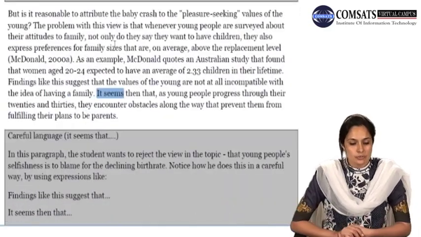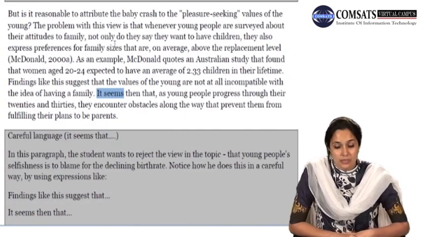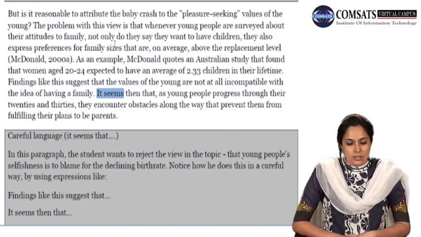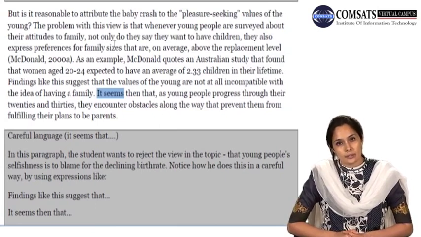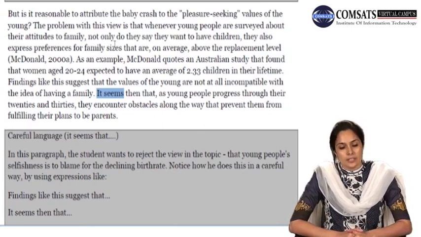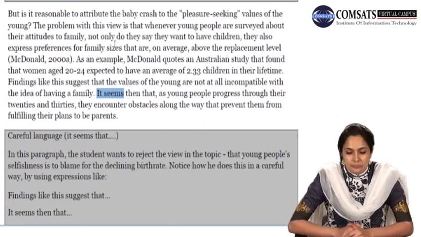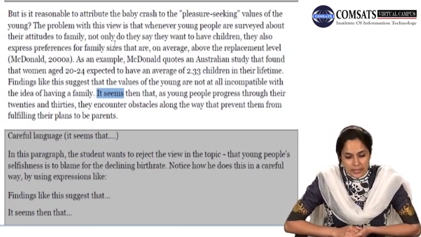नेक्स्ट पैराग्राफ, बट इज इट रीजनेबल टू एट्रीब्यूट द बेबी क्रैश टू द प्लेजर सीकिंग वैल्यूज ऑफ द यंग. सो अगेन आपका ऑलमोस्ट हर पैराग्राफ एक क्वेश्चन से शुरू हो रहा है एंड दैट क्वेश्चन लीड्स अस टुवर्ड्स व्हाट द आंसर वुड बी और आपका पैराग्राफ जो है वो क्या कहेगा.